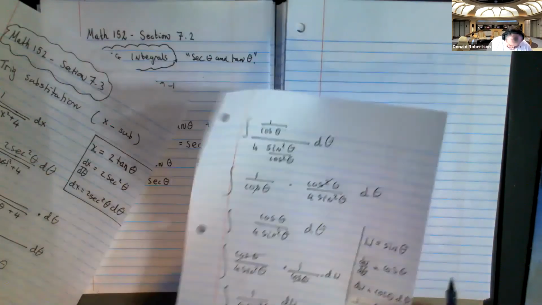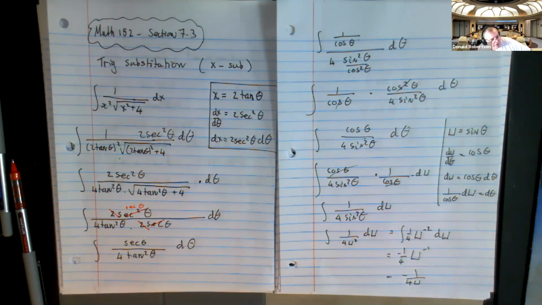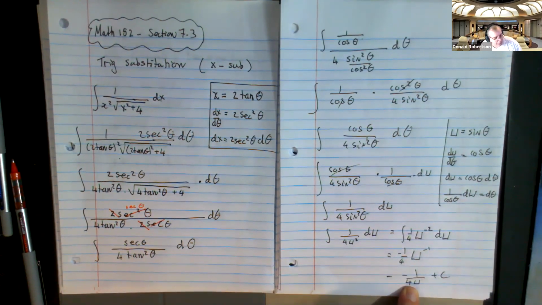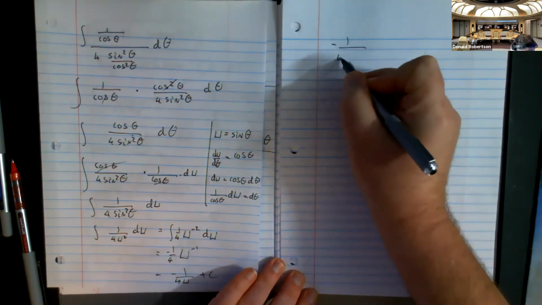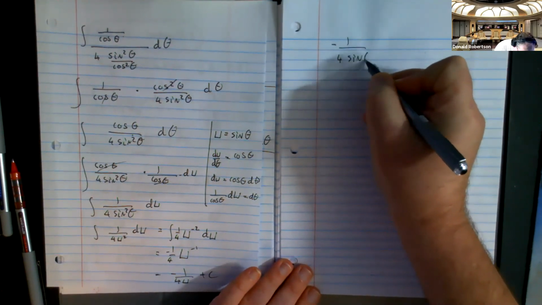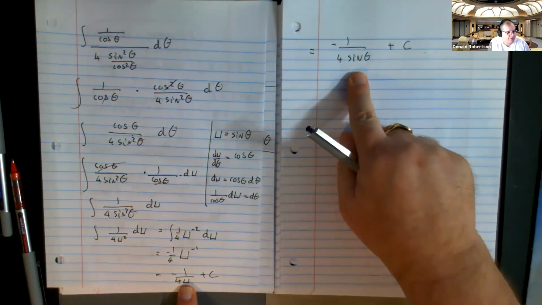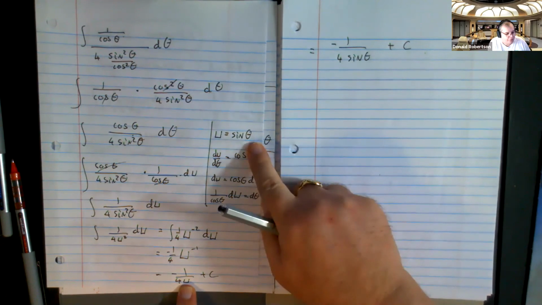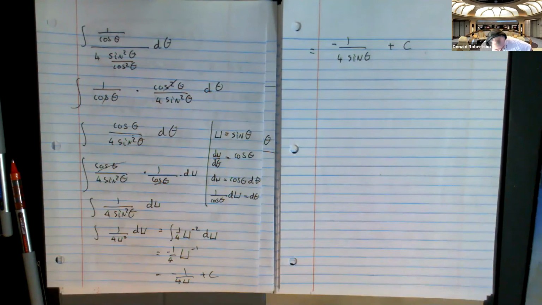Now you might think, well, where am I going here? Because it's hard to keep track. I'll tell you where I'm going. I'm eventually going to tell you the answer in terms of x's. Right now I've got the answer in terms of u. Can't I then use u as sine theta to get the answer as negative 1 over 4 sine theta plus c? So are we cool about that? This becomes that. The u sub is sine theta, so that's negative 1 over 4 sine theta. And now I need to turn it into x's.